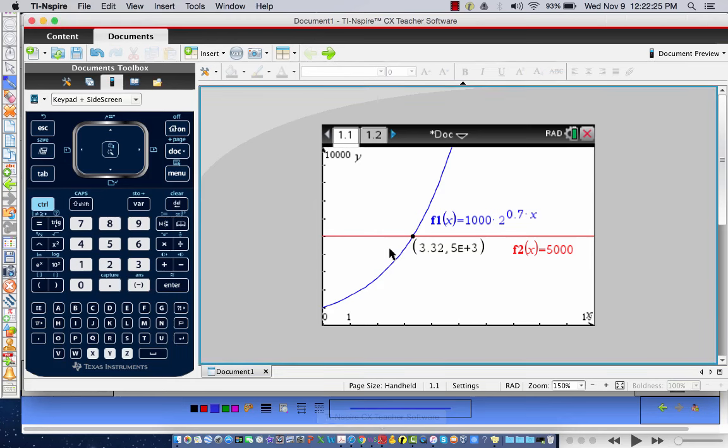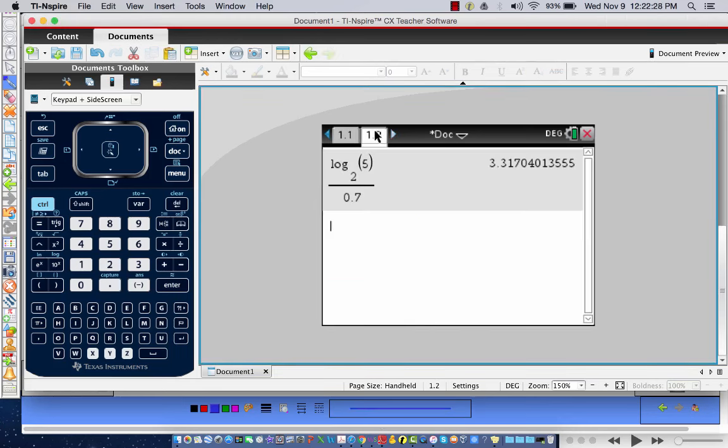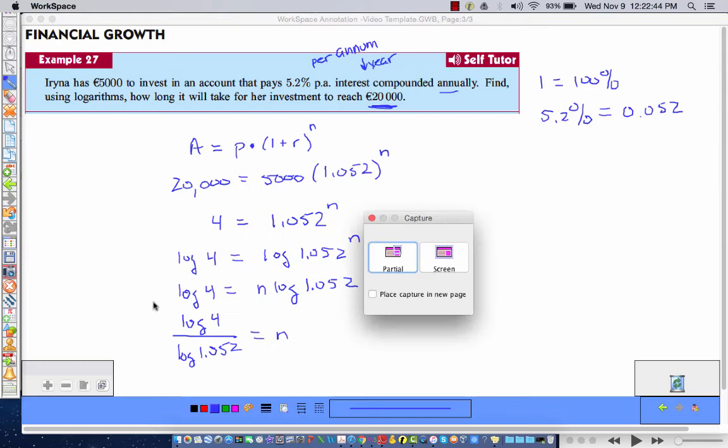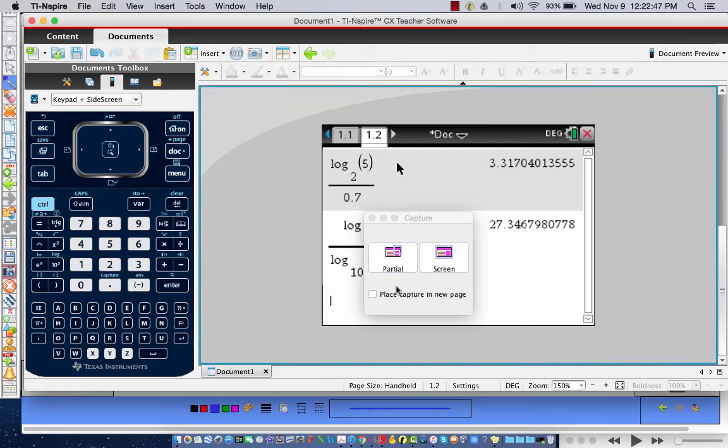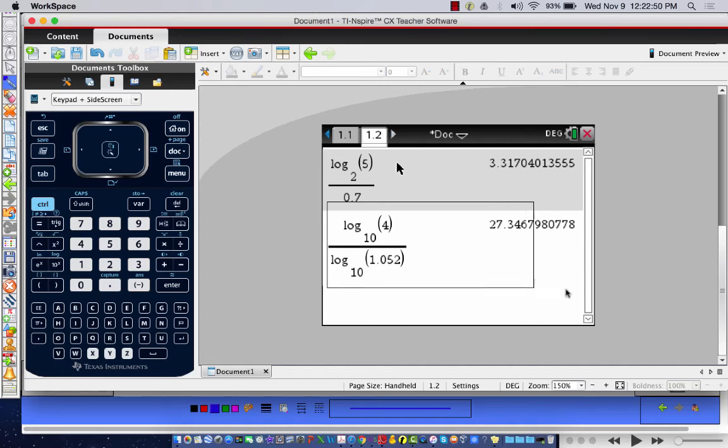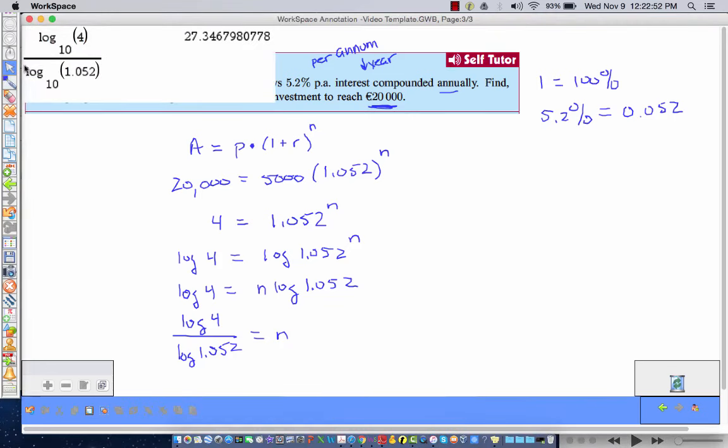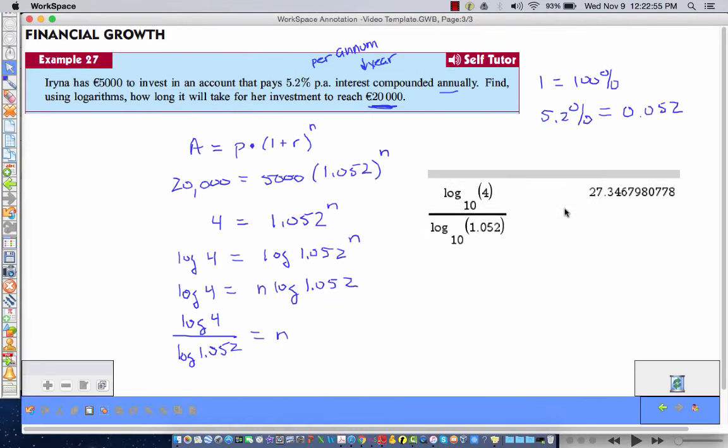So log 4, go back here, we'll do log of 4. Of course, that's base 10 now since we didn't stipulate, over log 1.052. Hey, he remembered. That's amazing. And we end up with something we're going to have to interpret, 27 point something. So you have to be careful with this interpretation, because we got n approximately equal to, to 3 sig figs, 27.3.